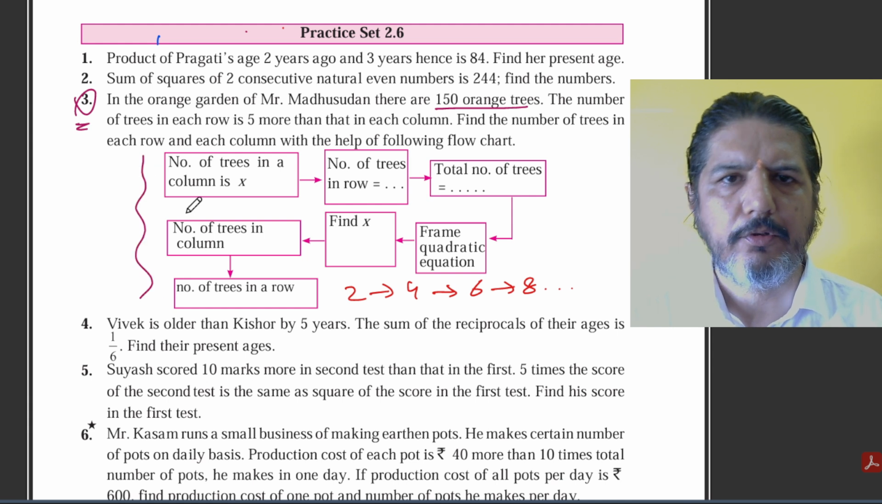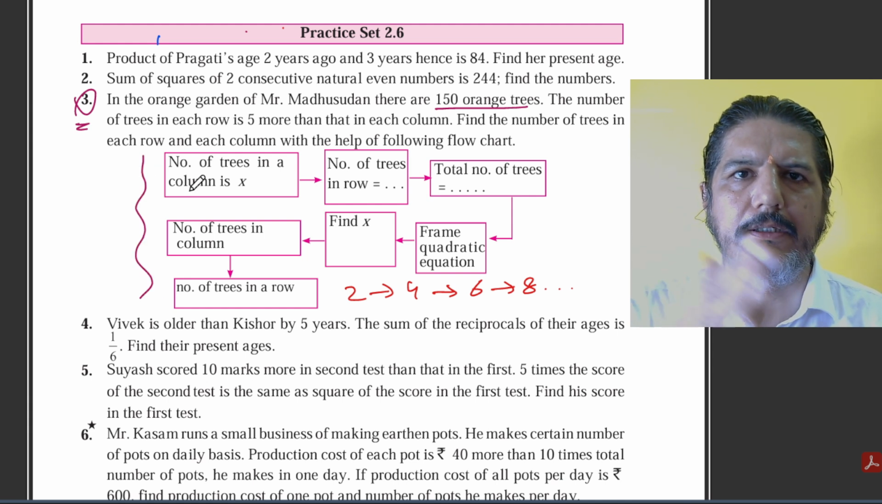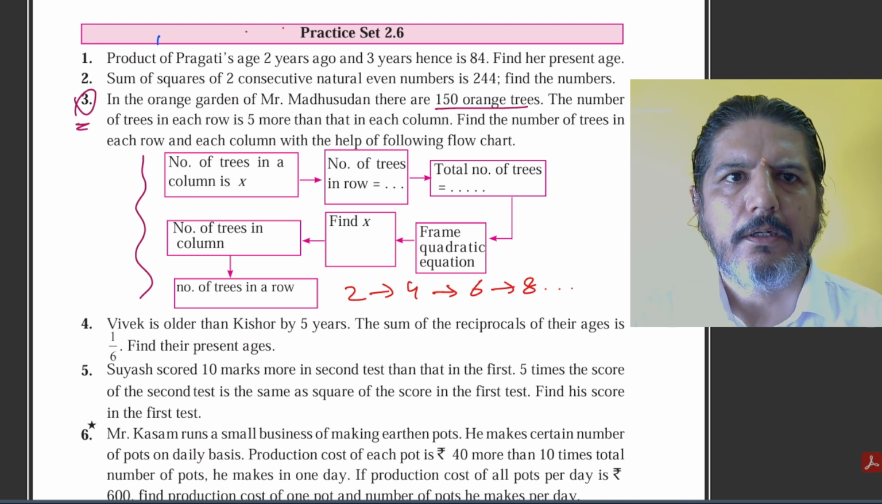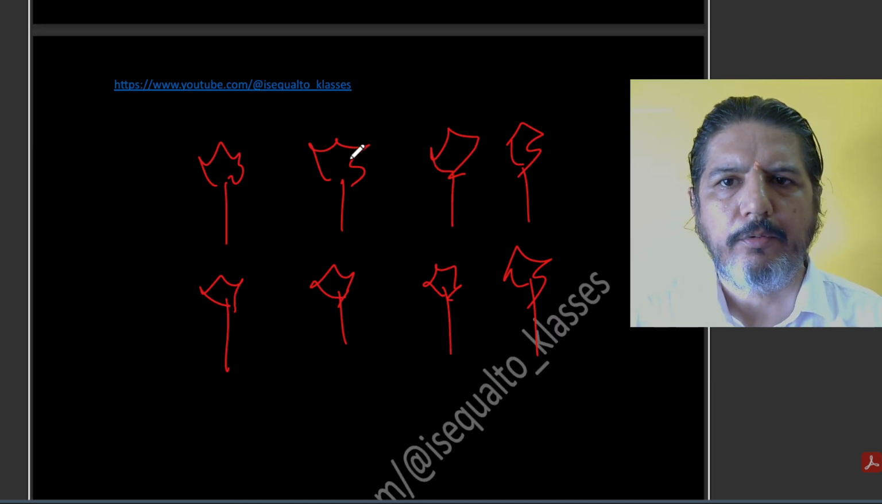I'll ignore the flowchart for now, that you can do on your own. I'll explain the question to you. There are a few things that we need to understand. Let's understand that first, and then we'll start the question.